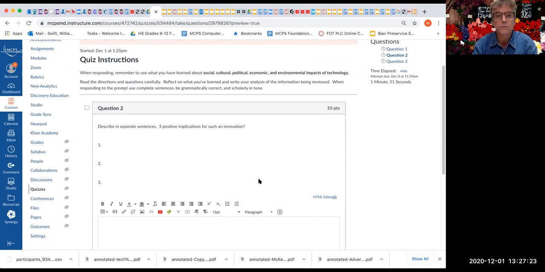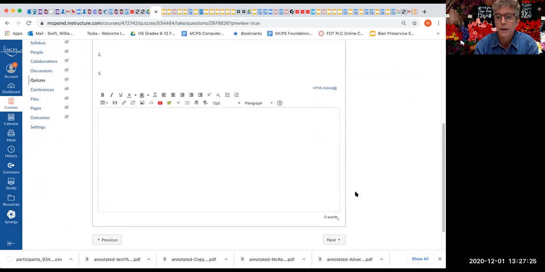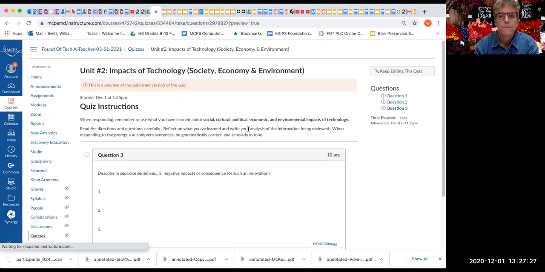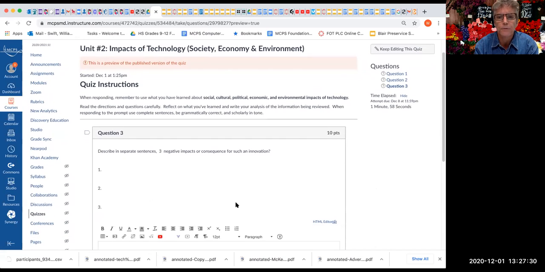And then the last one is just what are 3 negative implications? Okay, describe in 3 separate sentences 3 negative impacts or consequences of such an innovation.